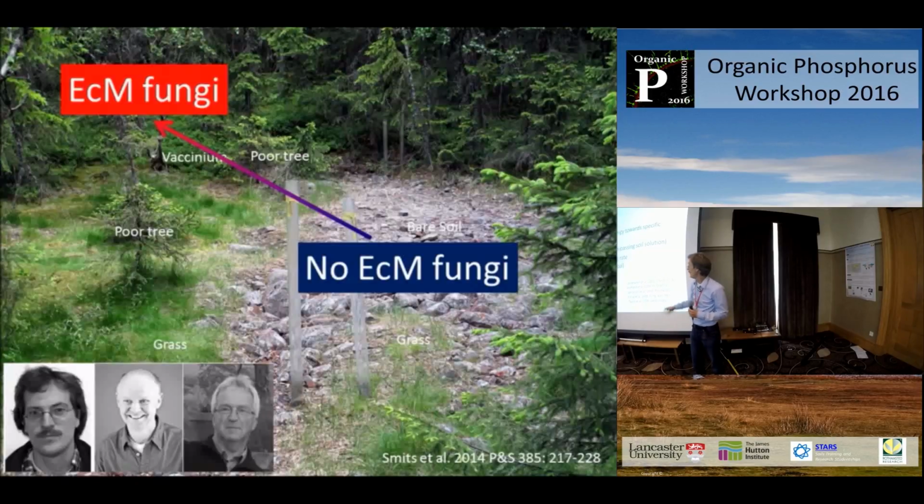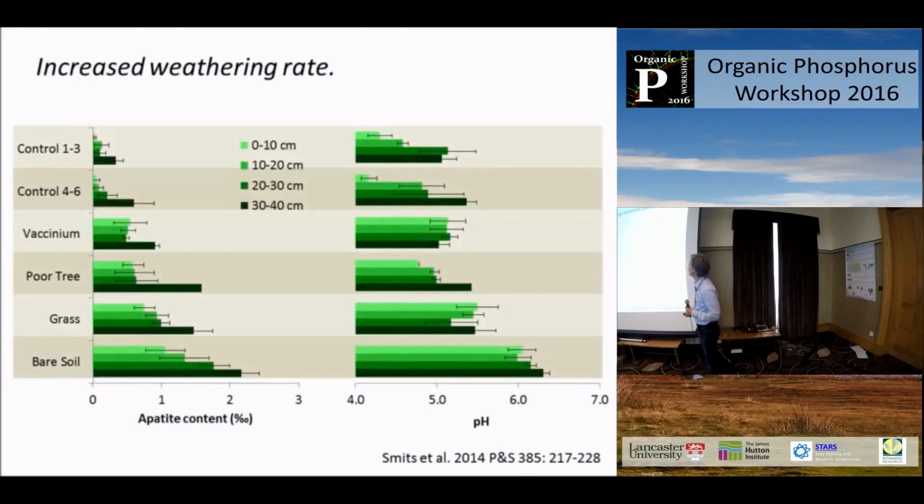So you have a vegetation gradient, you probably also have a microbial gradient and a mycorrhizal gradient. So that's the ideal system to test our hypothesis. And our hypothesis was that those mycorrhizal fungi, mycorrhizal vegetation, has an effect on your apatite weathering. So first we quantify apatite content, and what you can see, there's much more apatite left on the bare soil than in the control. And also there is a depth effect: on the surface you have less than deeper.